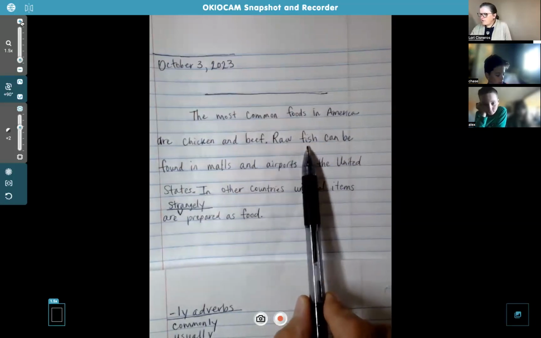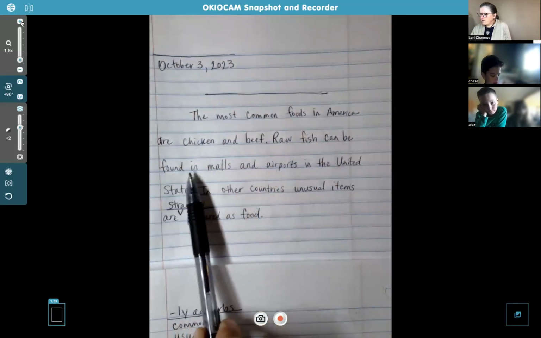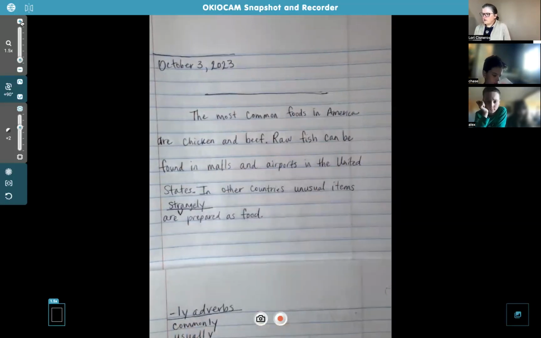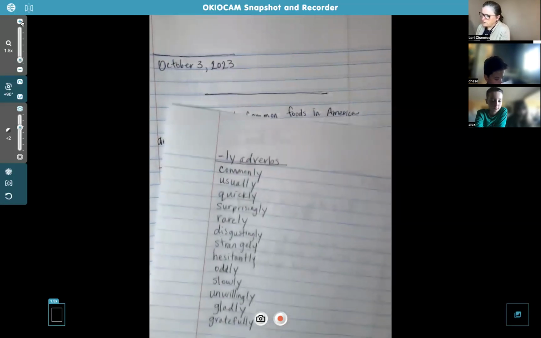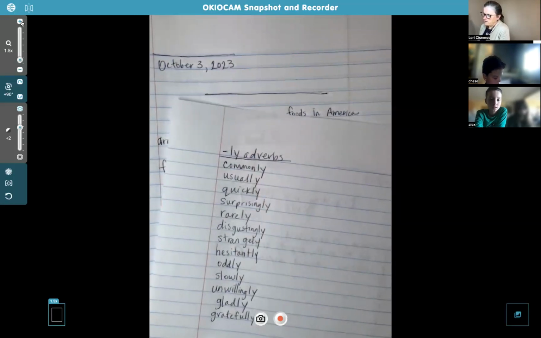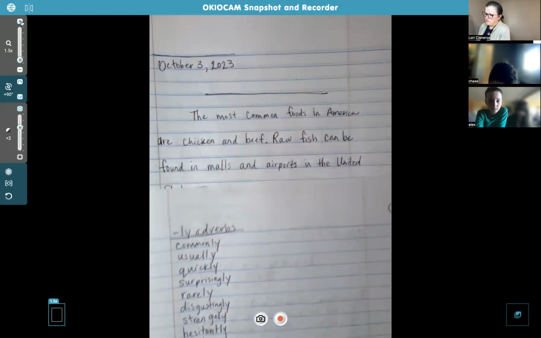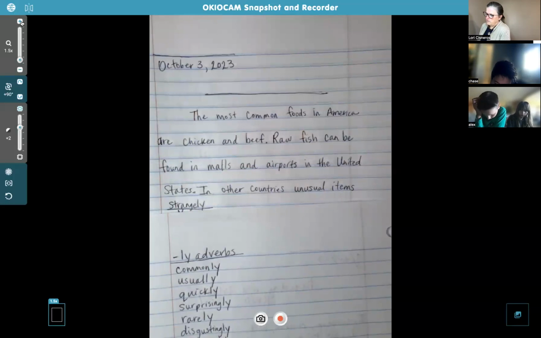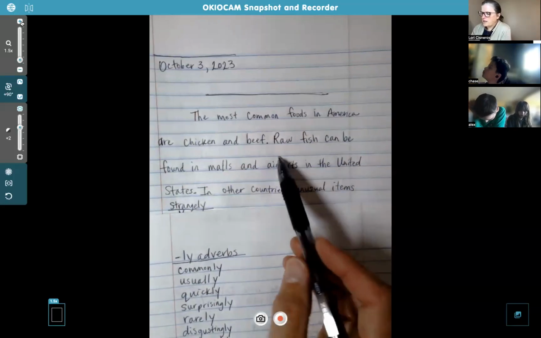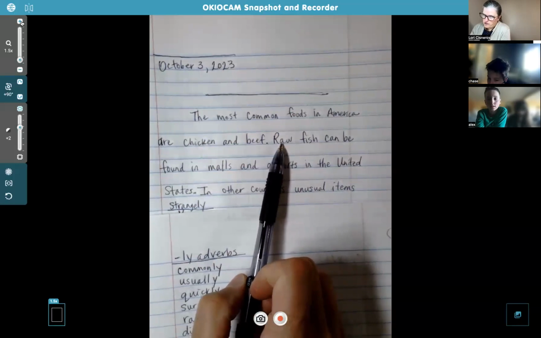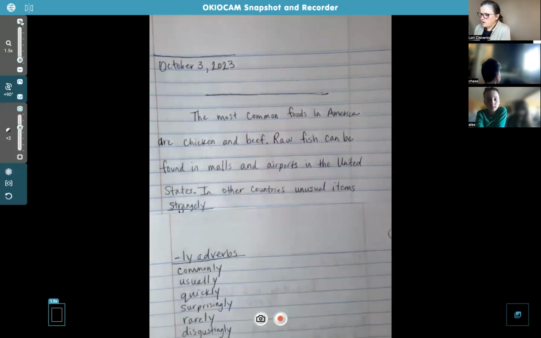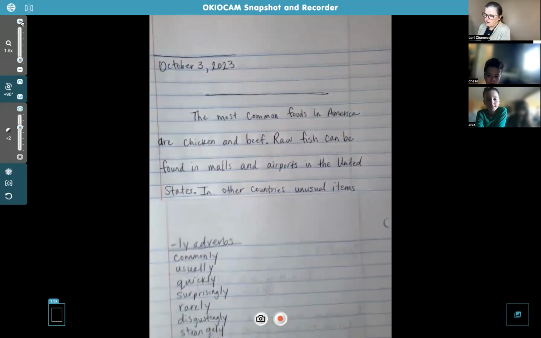Can be found. So raw fish can be somethingly found in malls and airports in the United States. Which one of these words would fit there? I wouldn't put anyone right there. Do you see a different spot you would put one? You could put it at the beginning of the sentence. Somethingly, raw fish can be found in malls and airports in the United States. You can start the sentence with Rarely.